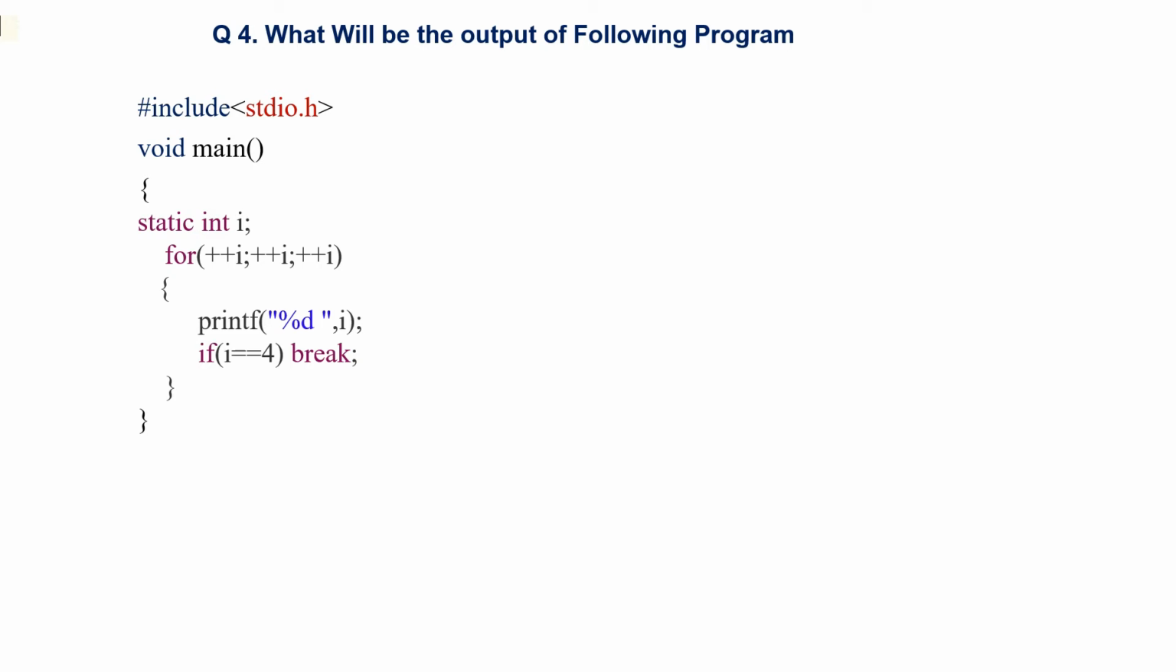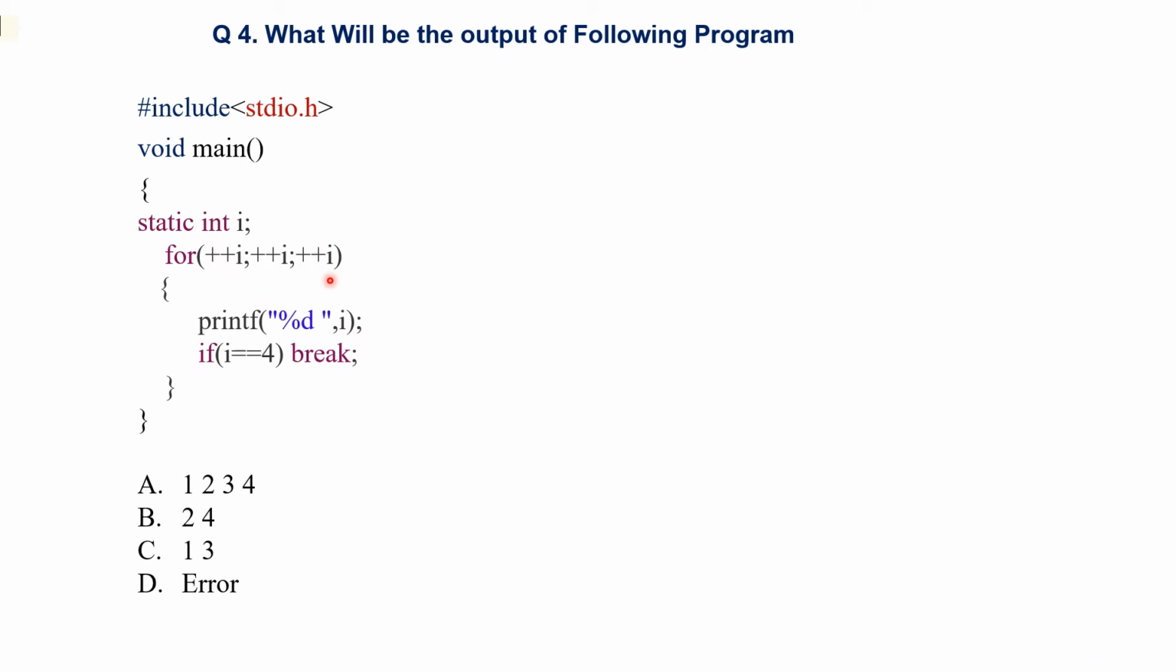Let us consider our next question, where you have to tell the output of this program. And these are the options from where you have to select one correct answer. So here in this program, you might be thinking that there is an error in this program because we haven't used the for statement like this before. We know that the syntax for is firstly there will be initialization, after that there will be condition, and after that there will be increment or decrement.